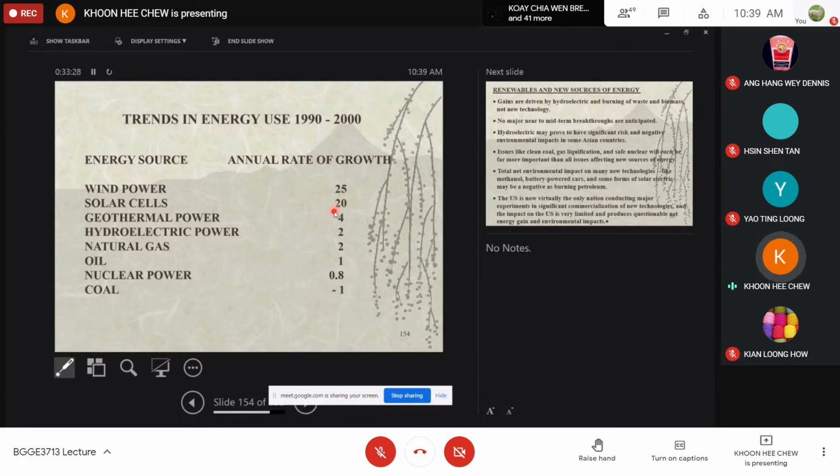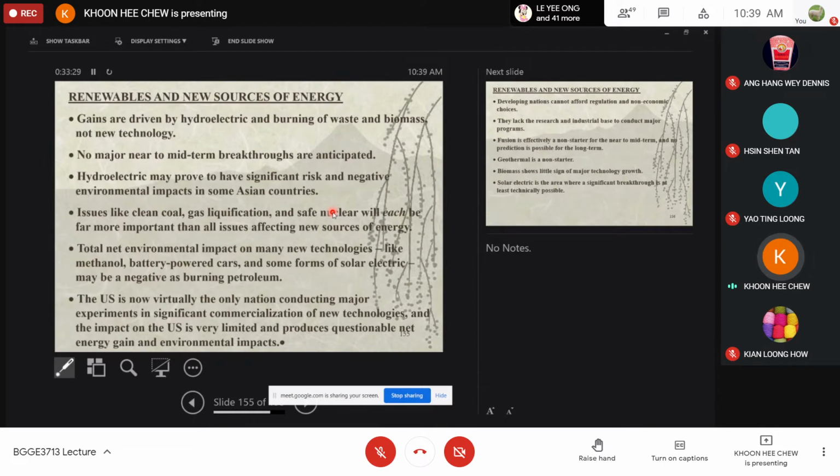Now let's look at the renewable and new sources of energy. The gains are driven by hydroelectricity and burning of waste and biomass, which is no longer a new technology. No major near-to-midterm breakthroughs are anticipated. That means during maybe the next 10 to 20 years, we foresee no major breakthrough, especially in wind and solar energy. The scientists need more time to have a breakthrough.